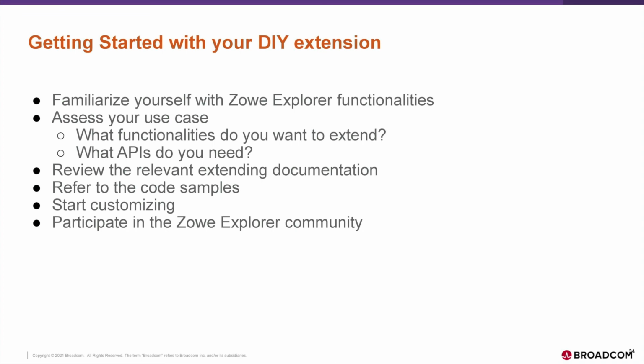You can ask yourself the question, what functionalities do you want to extend and what APIs do you need? We've discussed a lot of the Zowe Explorer extender APIs and you can decide which one of those you need. Or in case you find that we haven't implemented something, that's also a possibility for you to tell us, and it's something for the squad to consider. For each of those APIs, we have very good documentation explaining all of the features and possibilities for each of those APIs.